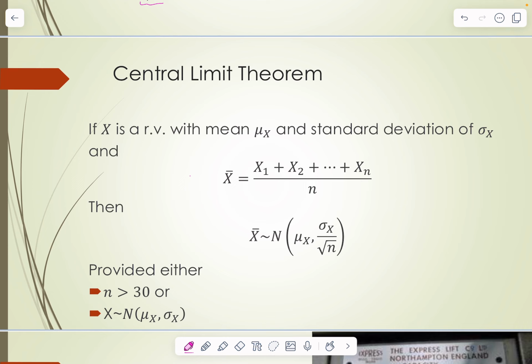If x is a random variable with mean mu x and standard deviation sigma x, and we define a variable like this, which is the sample mean, then the sample mean is normally distributed, and here are its parameters. This is mu x bar, and this is sigma x bar. Now there are two caveats that need to be satisfied. If x is not normally distributed, then n needs to be sufficiently large. As it turns out, 30 is generally large enough, so n has to be bigger than 30. If n is not bigger than 30 and x is not normally distributed, then x bar is too different from the normal distribution, and so you can't use this theorem. But if x is normally distributed to begin with, then this will be exactly normally distributed.